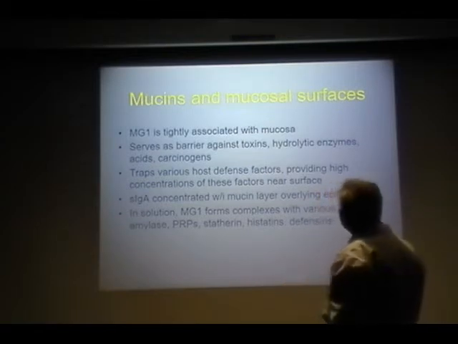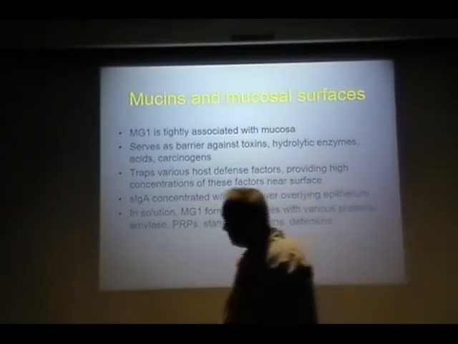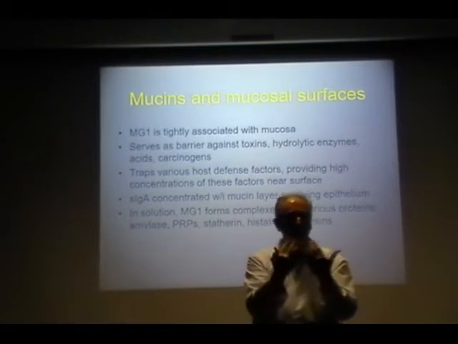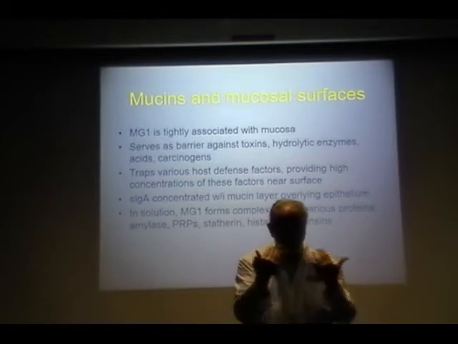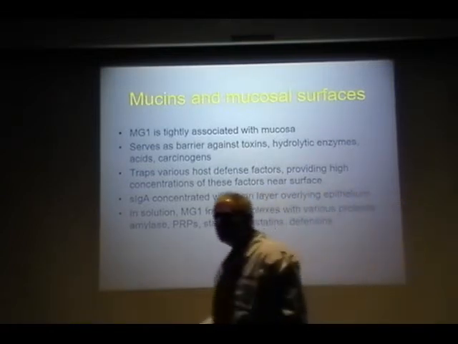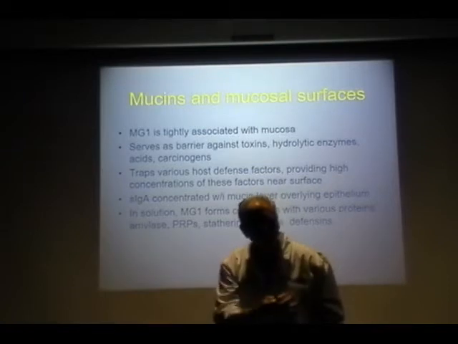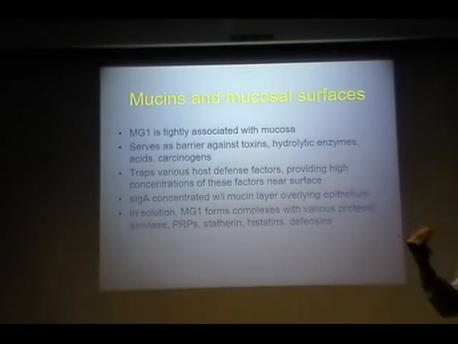It traps them because it has the ability to bind electrostatically to those cationic innate response elements. So now you can get all kinds of things closely concentrated, highly concentrated, to the surface of the mucosa, providing high concentration of these factors near the surface. Secretory IgA has been found to also be associated within this mucosal layer overlying the epithelium. It's another strategy. Both the secretory IgA and the innate response elements that I'm going to be referring to have a predisposition to bind to MG1 close to the mucosa.